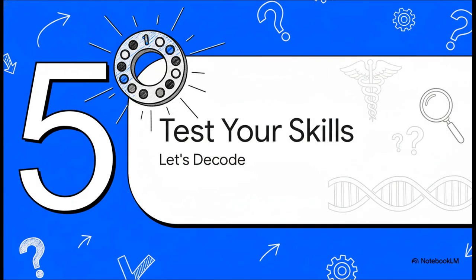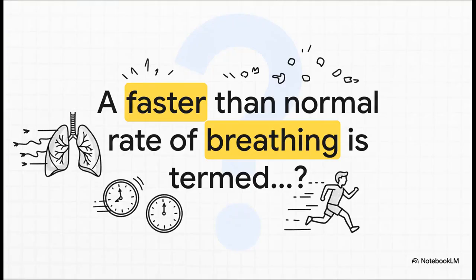All right, we've given you the keys to the code. You've got the decoder ring. Now it's time to put your new skills to the test. Let's see if you can crack a couple of these real medical terms. You ready? First question for you. What's the medical term for a faster than normal rate of breathing? Okay, here are your clues. The suffix pnea has to do with breathing, and the prefix tachy means fast or accelerated. Put them together. What do you get?